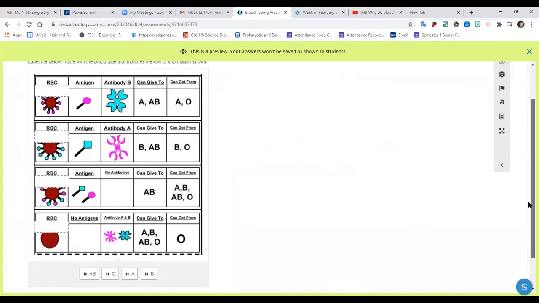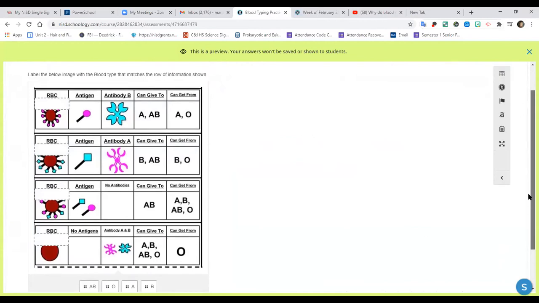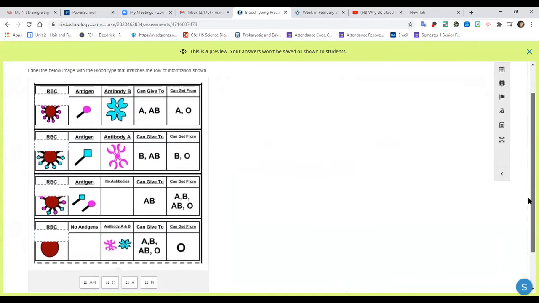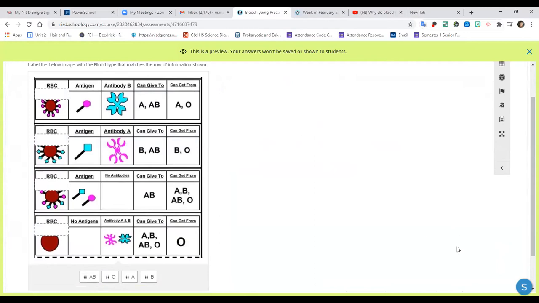Okay, so now let's go ahead and fill in. We're gonna label the image here with the blood type that matches the row of information shown. Now, keep in mind that the antigens determine the blood type. When we're talking about antibodies, it's because they want to reject anything that is foreign. Okay, anti is against it, right?